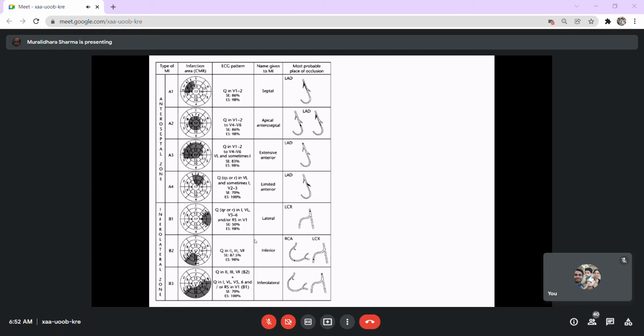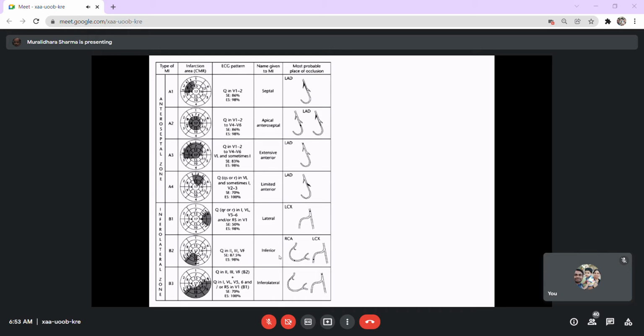Lateral pathologies would have changes significantly in V5 and V6, the left leads, then it's lateral. And when it is prominently lead 1 and lead 2 plus aVR, then it's suggestive of inferior or inferolateral pathology. Of course, these kinds of classifications have lost their significance now, because the final diagnosis is based on angiography, which has become popular.